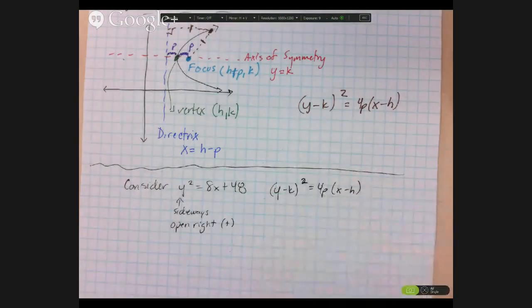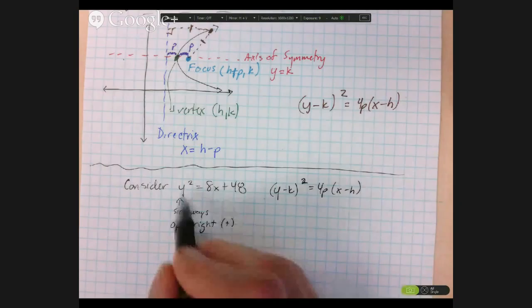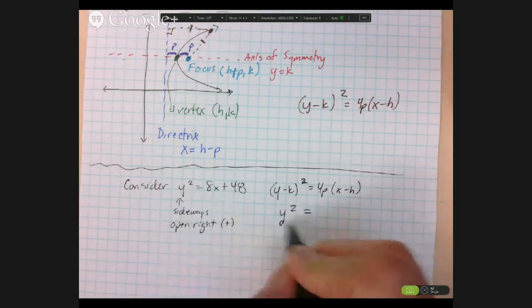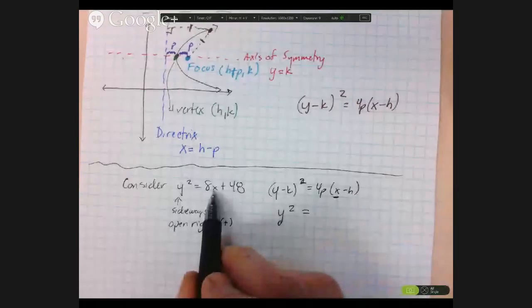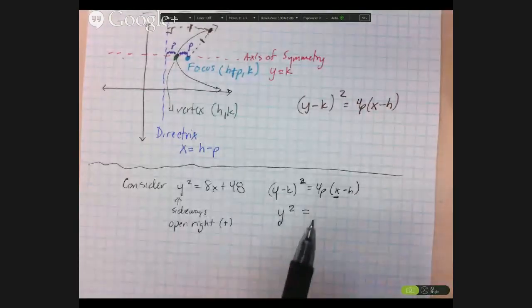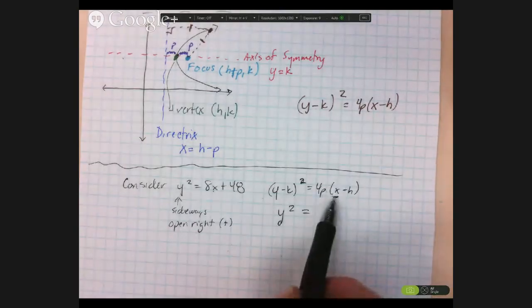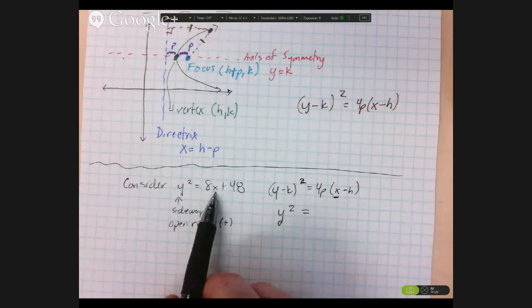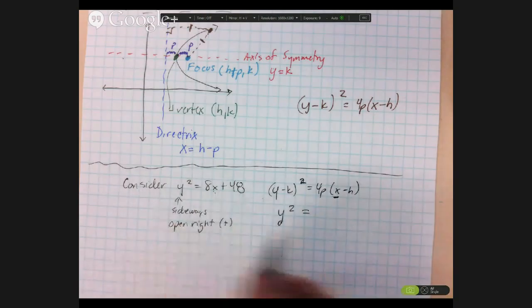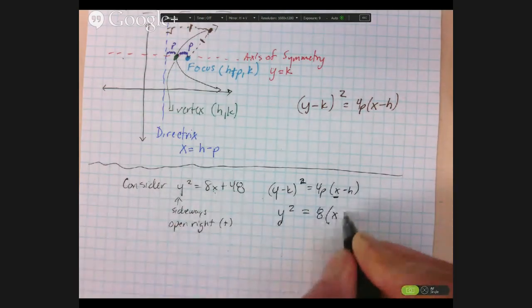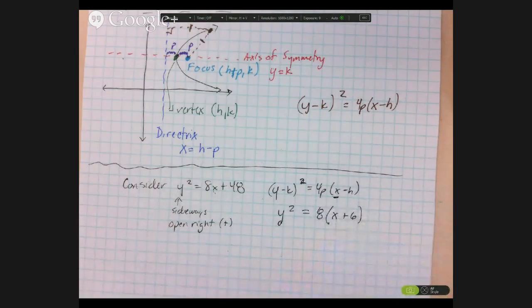Is the left side already there? Yeah. Okay, we already have it. So how can we make the x be just an x value instead of 8x? We need the x to be a 1x, right? How can we change this so it's a 1x? Yeah, factor an 8 out. So we factored an 8 out.